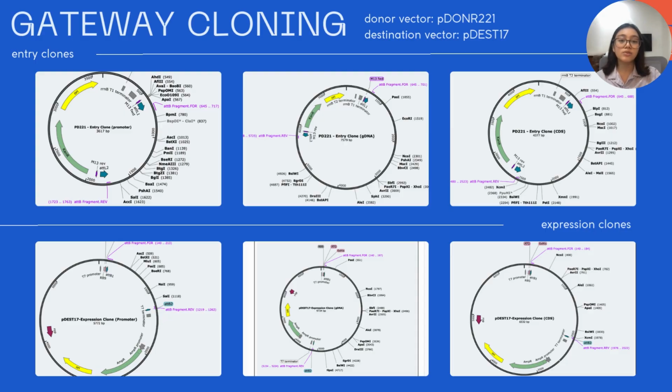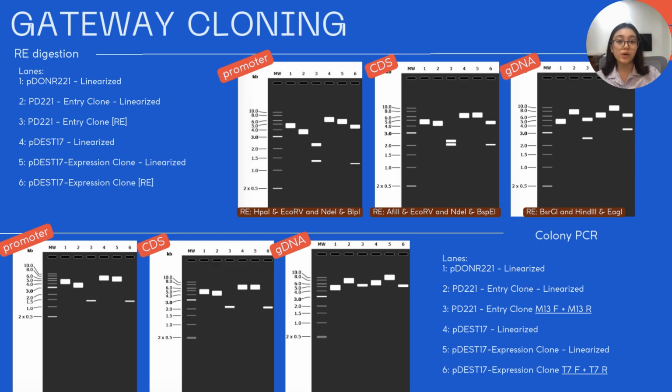And these entry clones were recombined with the destination vector through the LR reaction to generate the expression clones. To verify the products, the restriction digestion simulation was used to identify if the enzyme cuts the vectors and the inserts, which also follow their fragment size. And the colony PCR of ampicillin resistant plasmids was done using the M13 forward and reverse and the T7 forward and reverse primers to confirm if the insert's presence is in both the entry clones and the expression clones, and it is seen in these results.